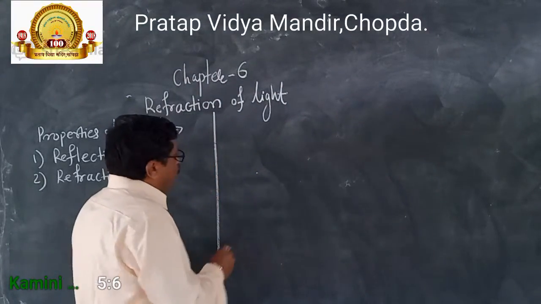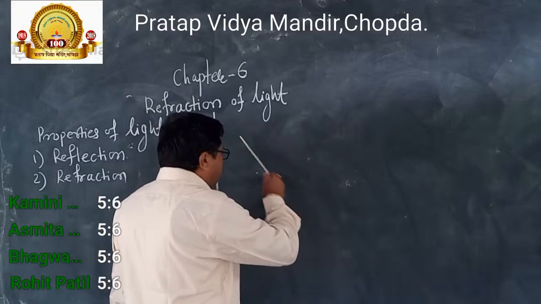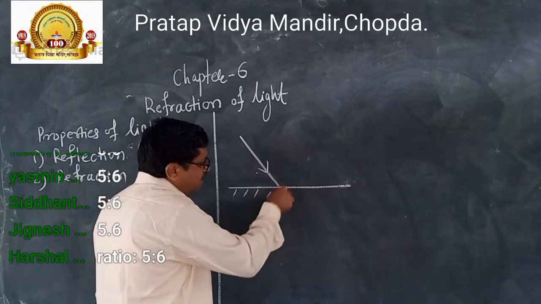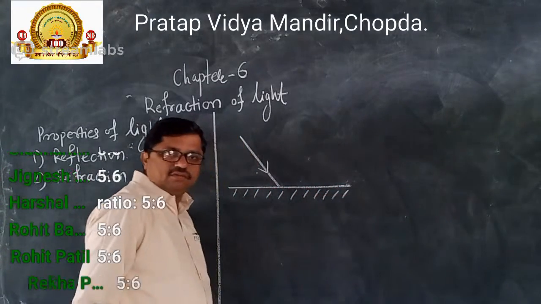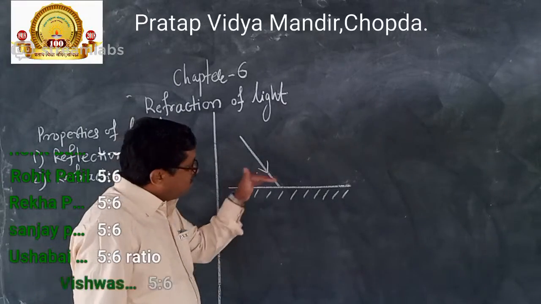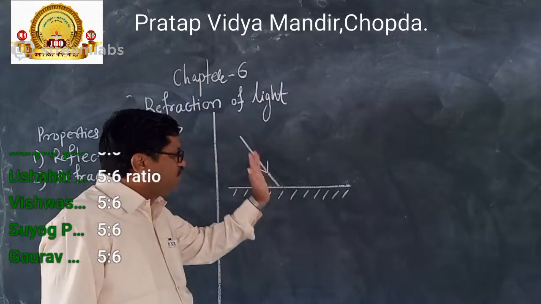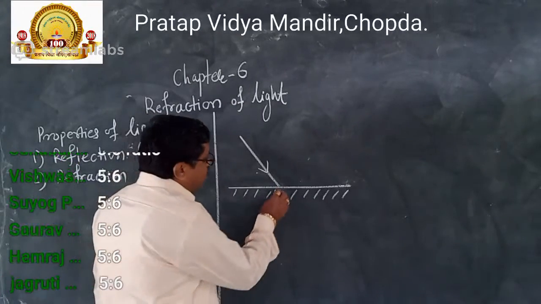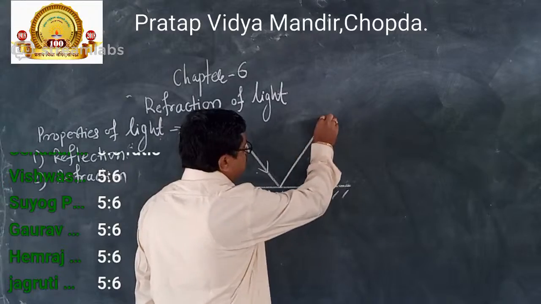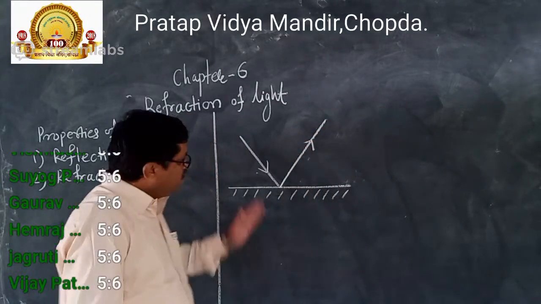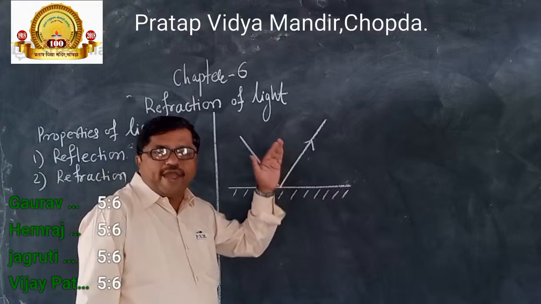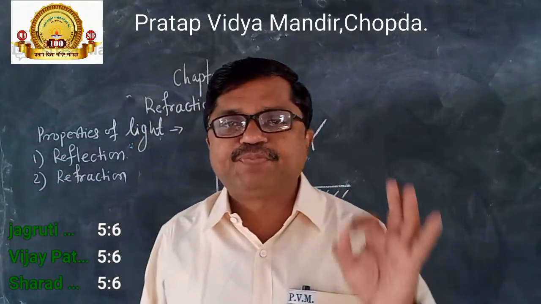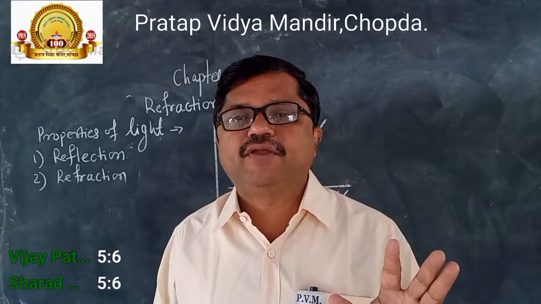That is when a light ray is incident on a reflecting surface. Imagine that this is a reflecting surface, just like a mirror. If this is a reflecting surface and this is a light ray which is incident on the reflecting surface, then this light ray changes its direction like this. This change in direction, when a light ray is incident on a reflecting surface, is called reflection of light.